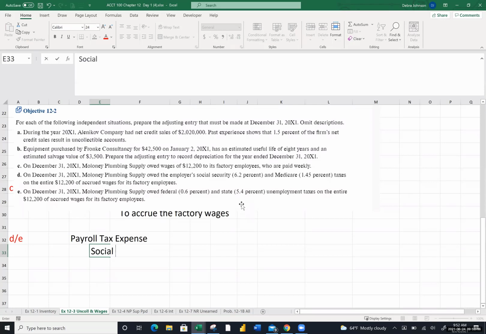So here we go. Social Security tax payable. Then we'll go compute them once I get the accounts in. Then they gave us Medicare next.